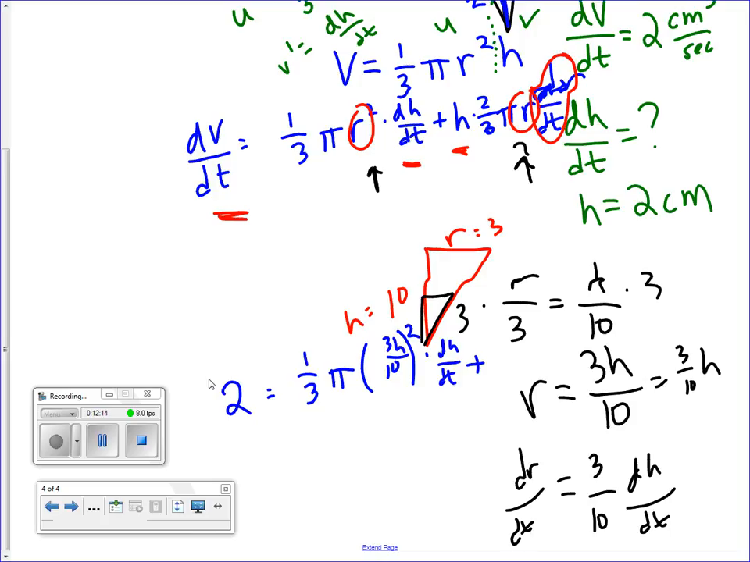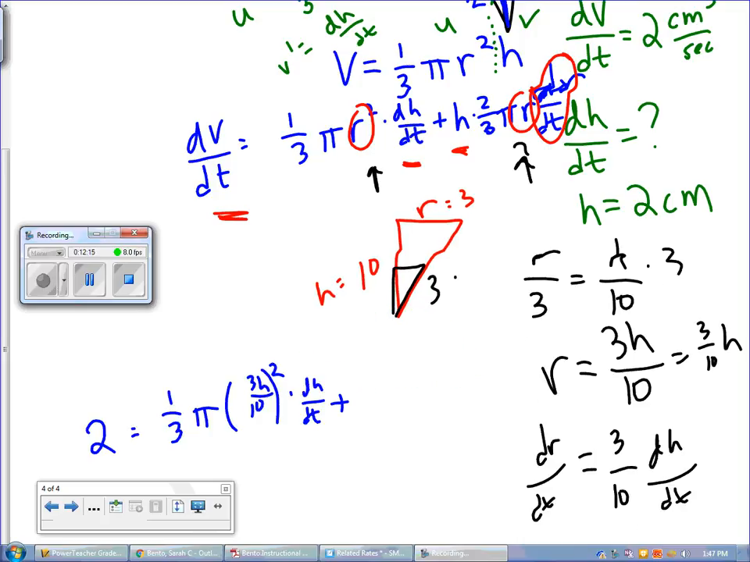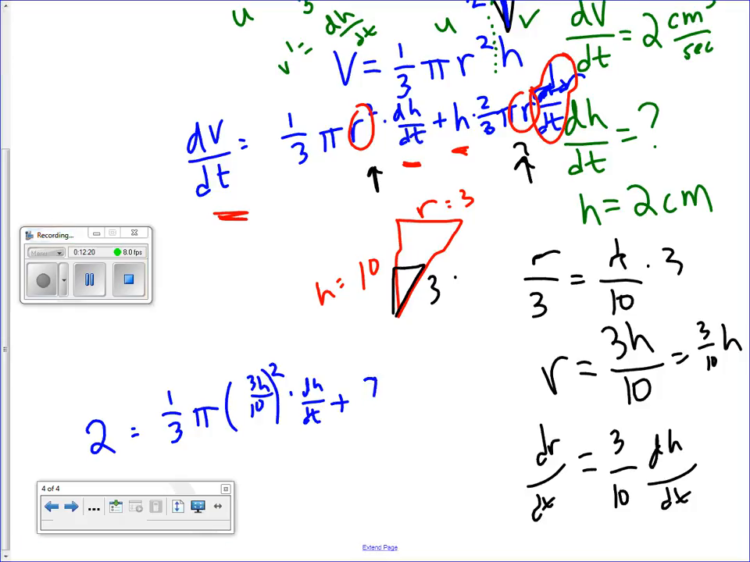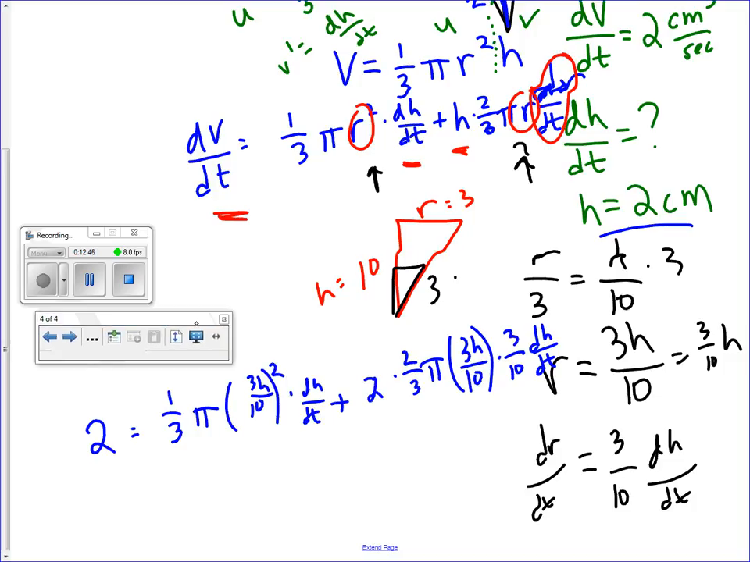I'm going to move some stuff around. So plus h, that's the current height. The current height is 2, right there, times 2/3 pi r, which is equivalent to 3h over t, times dr dt, which is 3 over 10 times dh dt. Okay, so this is looking good. Remember, I'm trying to solve for dh dt.